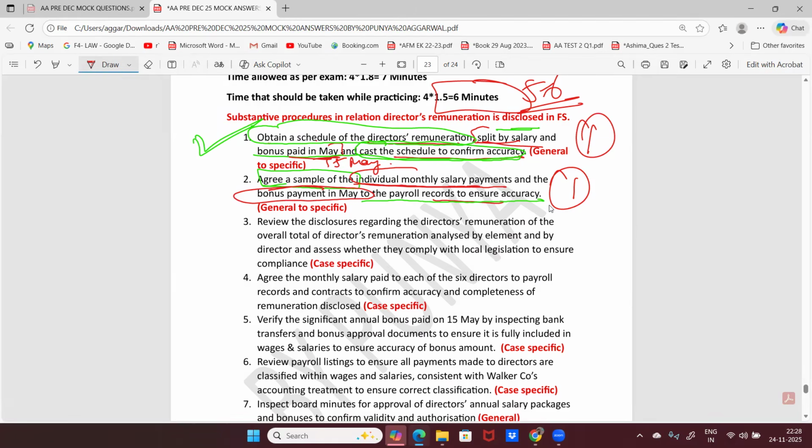These are not purely case specific. These are general made specific, which is your job to do. And I don't think it's as difficult as you people think it is.